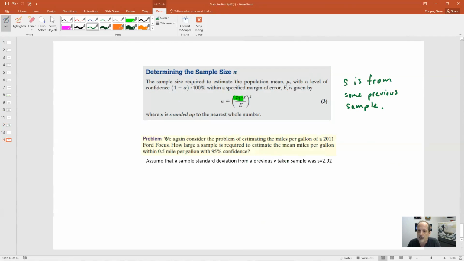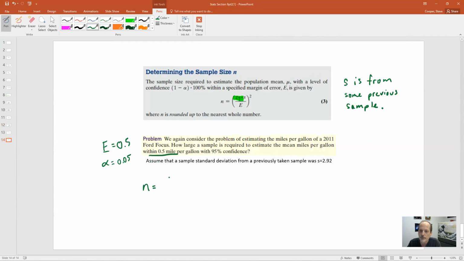So let's look at a problem here. Now, we didn't look at estimating miles per gallon of 2011 Ford Focus, but let's assume that we did. And we want to know how large of a sample is required to estimate the mean miles per gallon within E of 0.5. So this is our margin of error. And we want 95% confidence, so alpha equals 0.05.